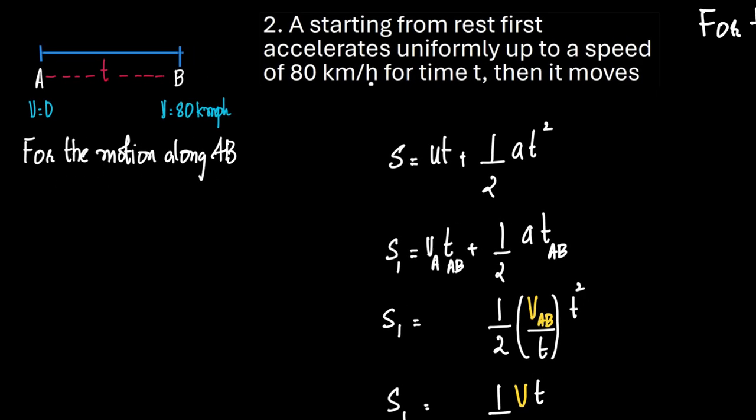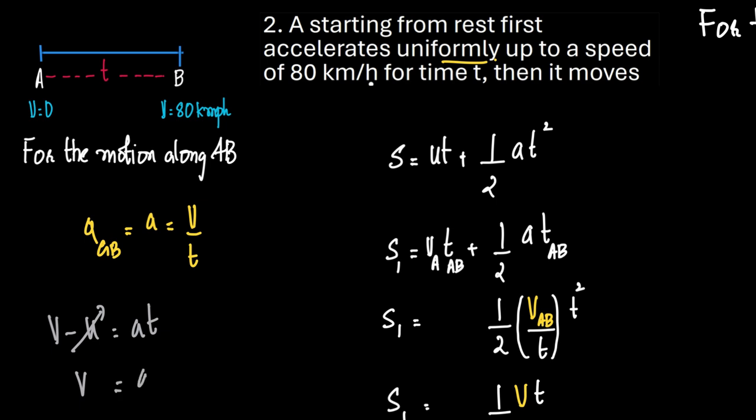For the motion along AB, distance traveled is AB, time is t, and since it accelerates uniformly up to a speed of 80 kilometer per hour, we can say that the acceleration for this path along AB is equal to some constant a, which would be equal to velocity by time. Why? Because it is uniform in nature. Or let us put it even more precisely. V minus u is equal to 80, right? Starting from rest, u is 0. Therefore, v will be equal to 80. Simple. And therefore, a is equal to v by t.